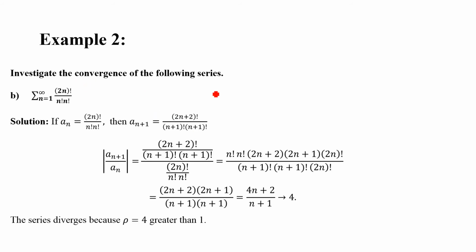So investigate the convergence of the following series. We have a series involving factorial type terms, or factorials of terms involving n, like (2n) factorial divided by n factorial times n factorial. So in this case, again, we are going to take the ratio test. In this case, the absolute value of a_{n+1} over a_n approaches 4 as n approaches infinity, and this is greater than 1. So the ratio test tells us this series is divergent.